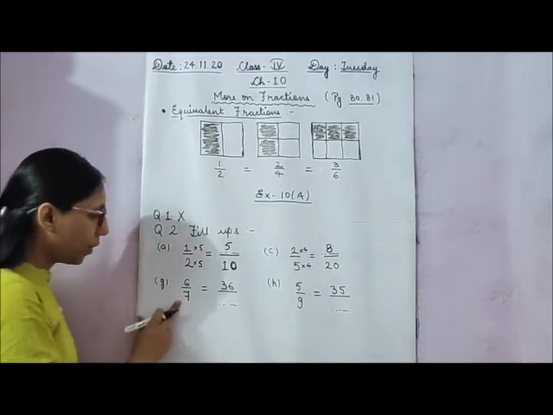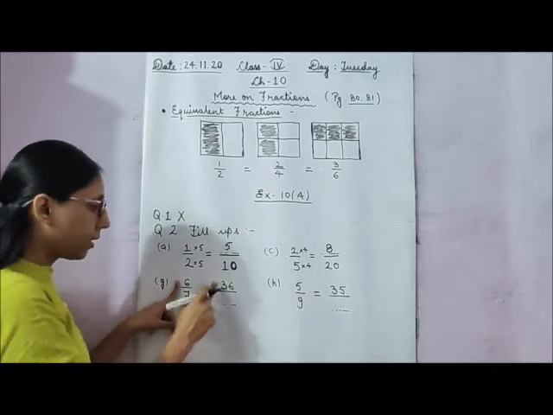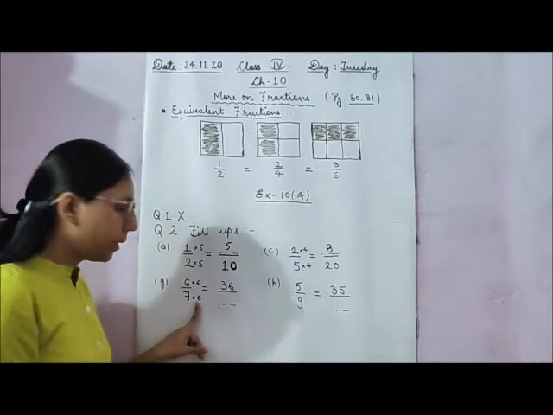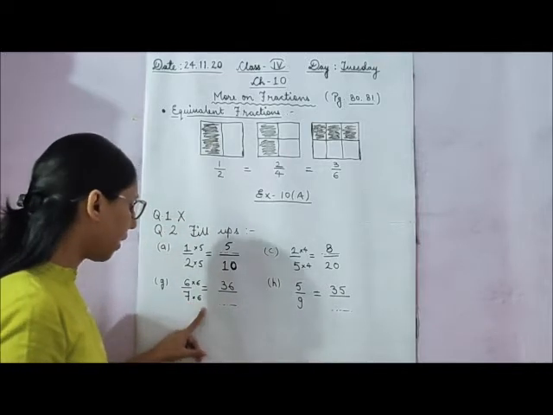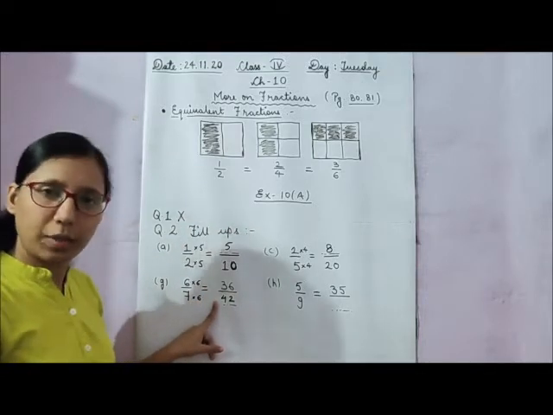In G part, 6 upon 7 equals 36 upon dash. Now in the table of 6, 36 comes 6 times only. That's why we have to multiply this 7 by 6. So 7 times 6 is 42. So 36 upon 42 will be the answer.